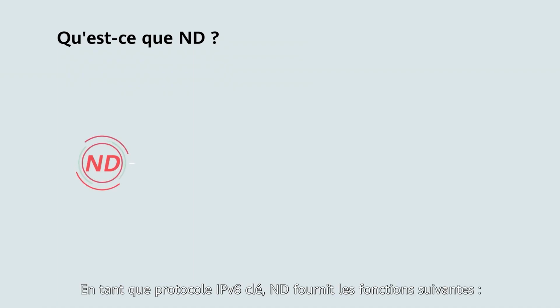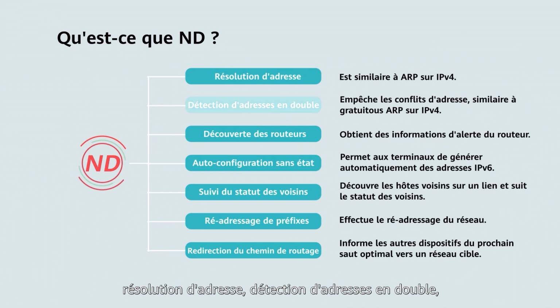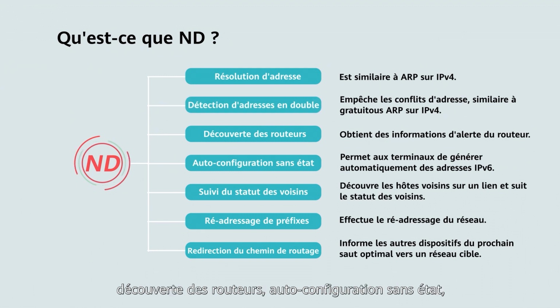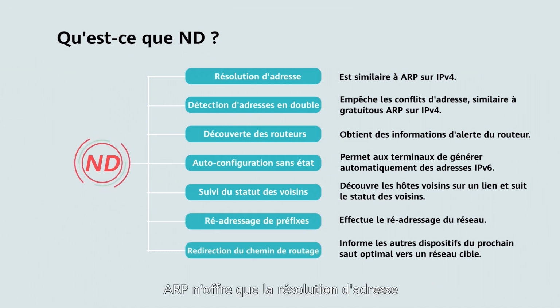As a key IPv6 protocol, ND provides the following functions: address resolution, duplicate address detection, router discovery, stateless auto-configuration, neighbor status tracking, prefix readdressing, and route redirection. ARP provides only address resolution and duplicate address detection.